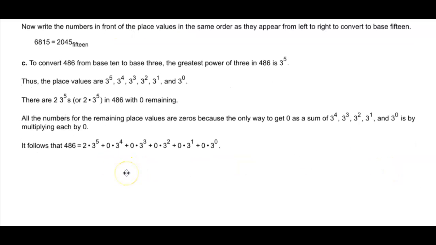So therefore, it follows that we have 2 times 3 to the 5th power, 0 times 3 to the 4th power, 0 times 3 to the 3rd power, 0 times 3 to the 2nd power, 0 times 3 to the 1st power, and 0 times 3 to the 0 power. So 486 in base 3 is 200,000 in base 3.